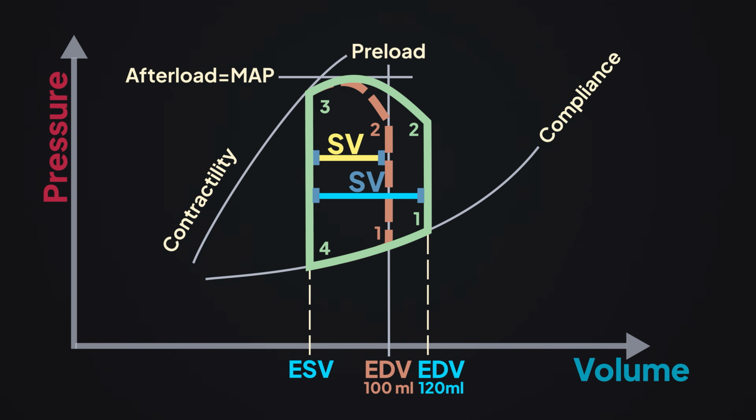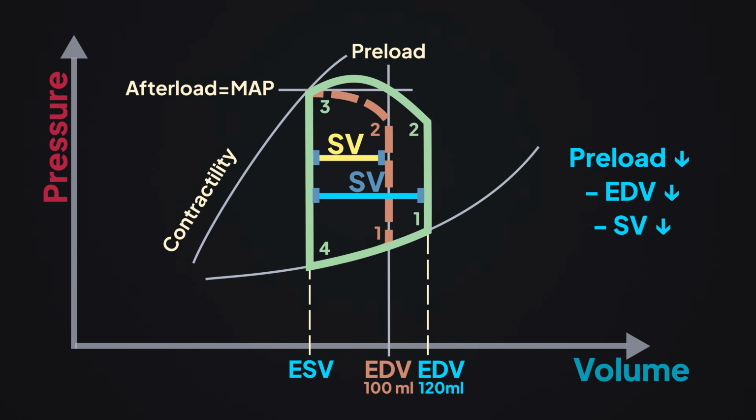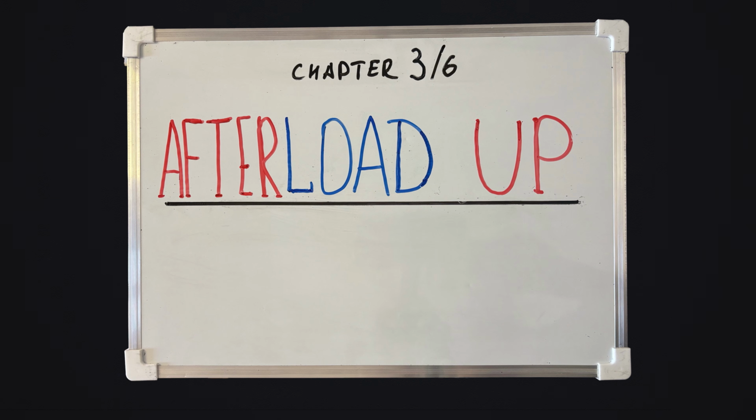Because the heart isn't pushing out as much volume, the afterload also slightly decreases, meaning the peak of the graph will sit just a little bit lower than before. In short, the loop shrinks from the right and drops slightly.